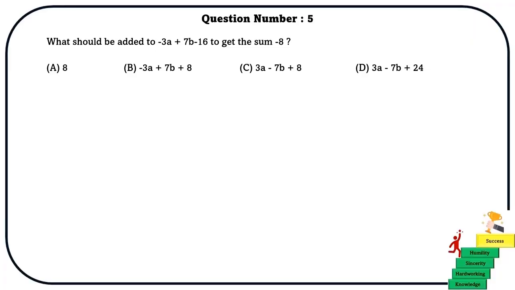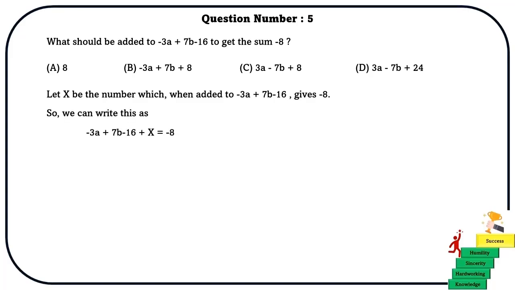Question number 5. What should be added to minus 3a plus 7b minus 16 to get the sum minus 8? Let x be the number to which we need to add minus 3a plus 7b minus 16 to get minus 8. So we can write this as minus 3a plus 7b minus 16 plus x is equal to minus 8. Then transposing minus 3a plus 7b minus 16 to the other side, we will get minus of minus 3a plus 7b minus 16. And further simplifying, we will get the value of x as 3a minus 7b plus 8.